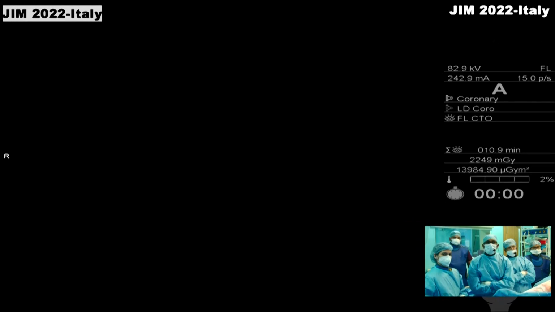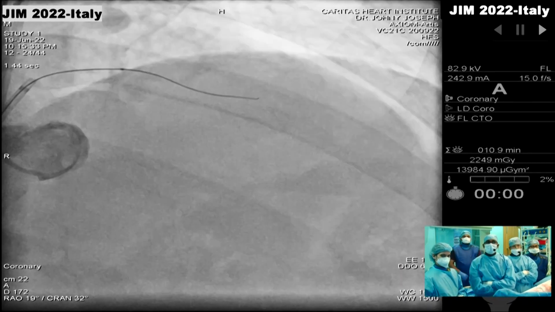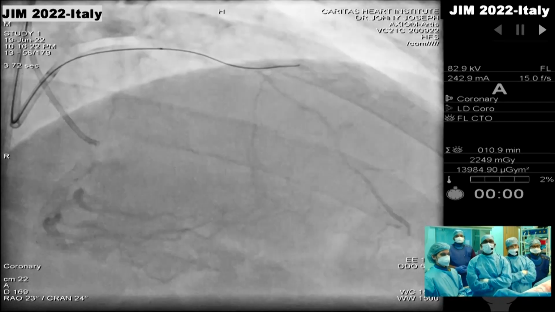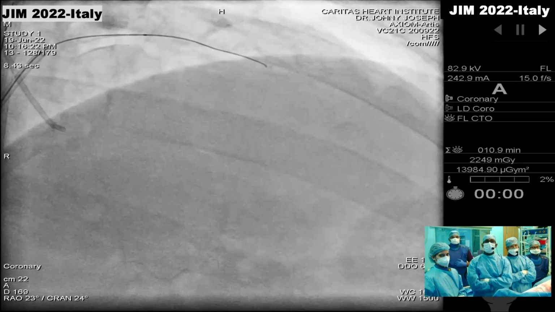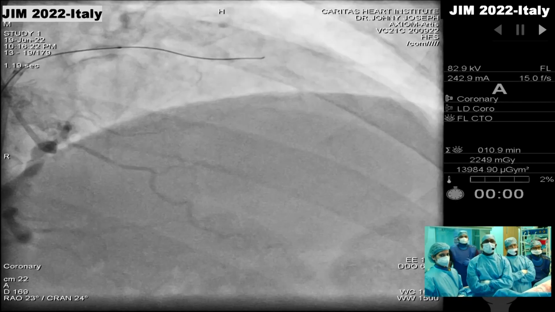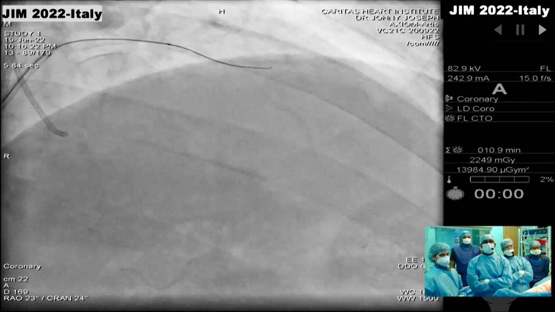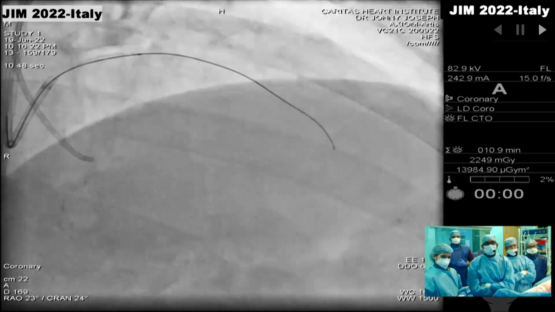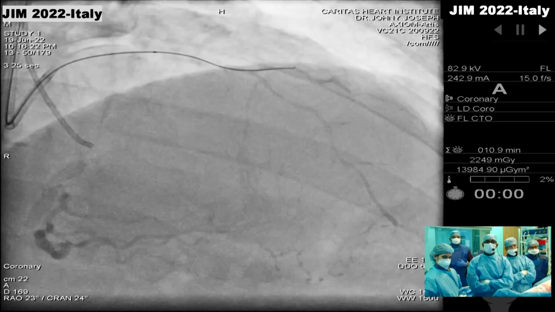Next one. Then we switched over to a Gaia wire. Next image. That's Gaia 3. With the help of Gaia 3, we were able to get across the lesion, and the wire went into the diagonal branch. This was confirmed with the help of a contralateral injection. And once we saw that the wire was inside the diagonal branch, we pulled it back and wired the left anterior descending artery. And once we were distally inside the vessel, we took out the catheter from the right coronary artery.